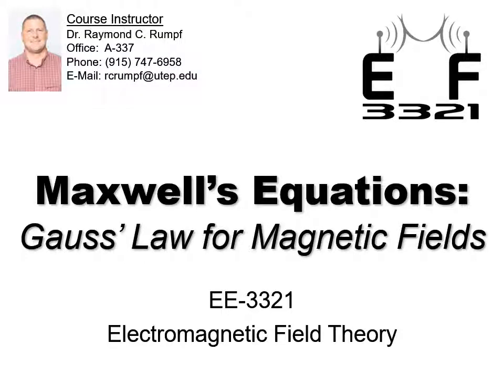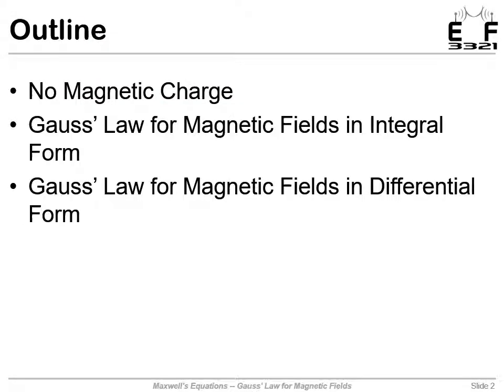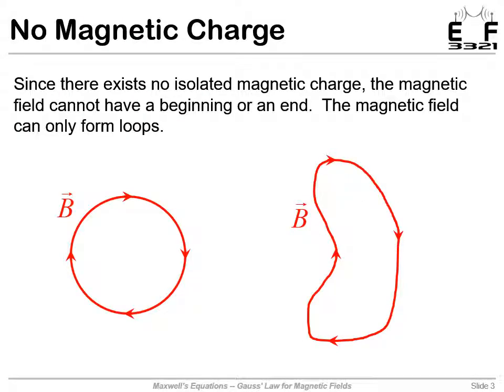Maxwell's equations, Gauss's law for magnetic fields. Hopefully you watched the previous lecture on Gauss's law for electric fields. Well, for magnetic fields, there is no charge.